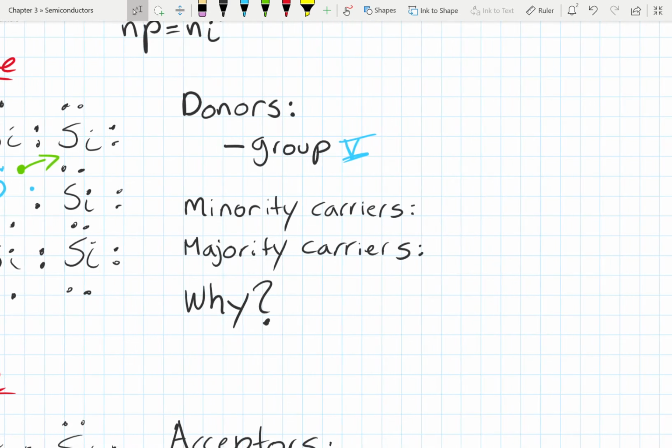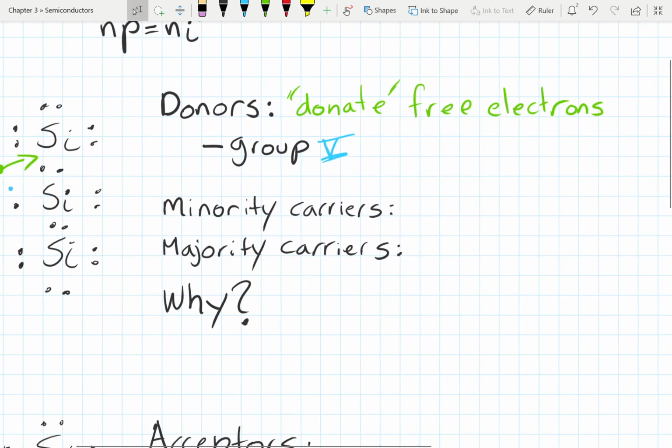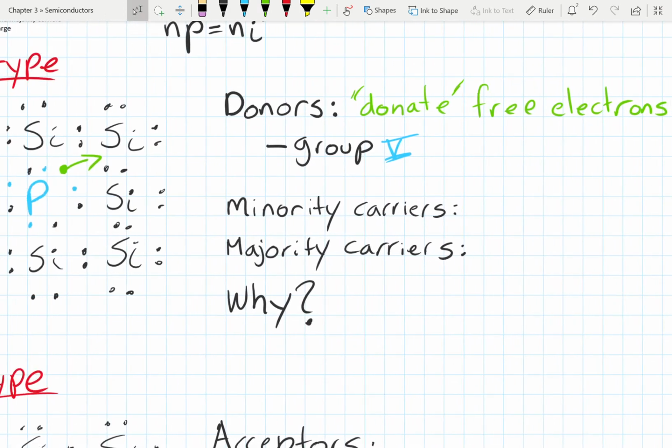So here we can ask, what are donors? Donors are elements that donate free electrons. Here we're talking about this phosphorus atom. So every phosphorus atom or group 5 element is going to be called a donor.